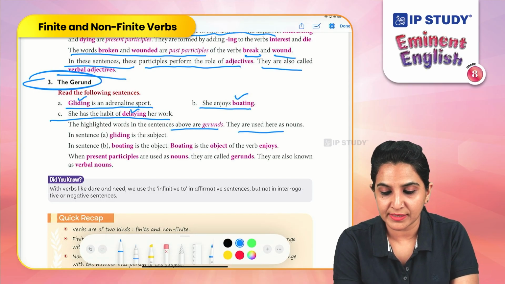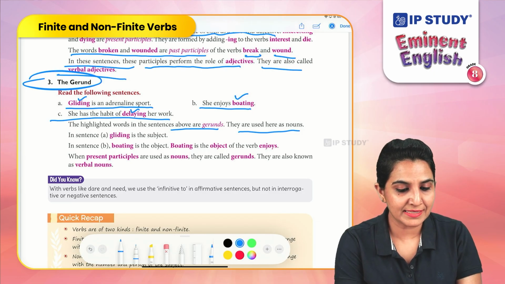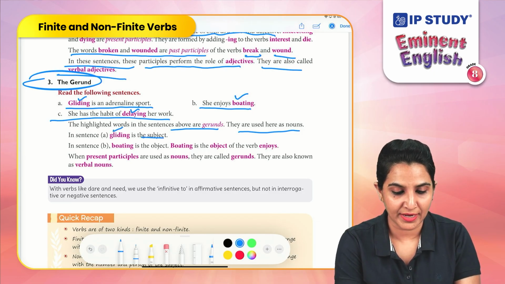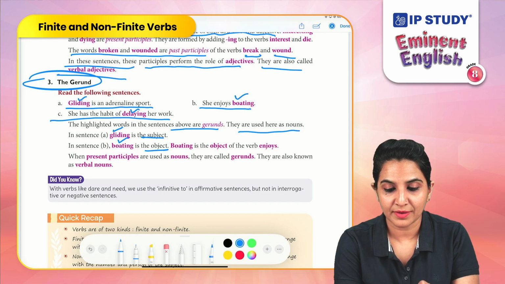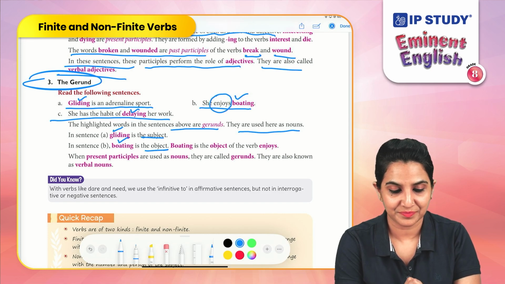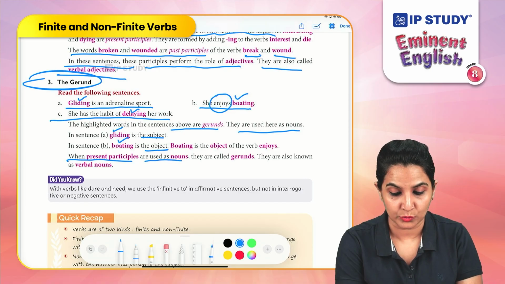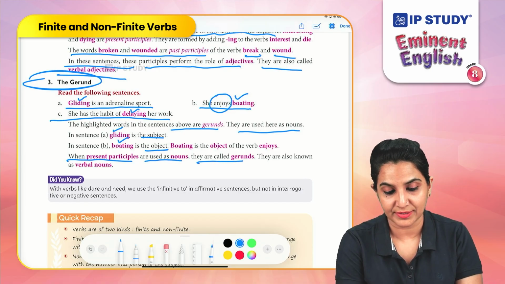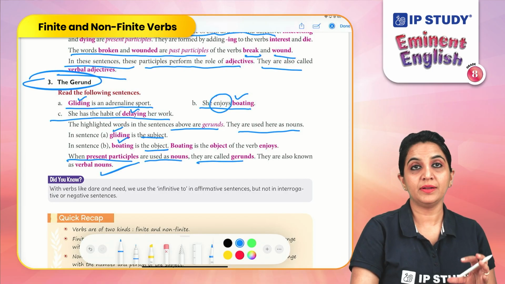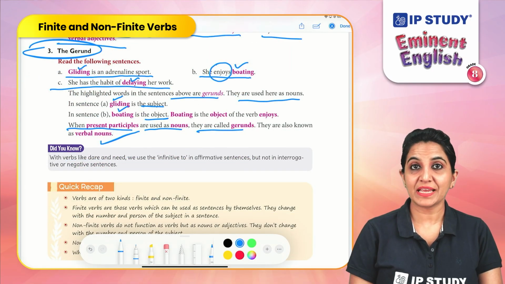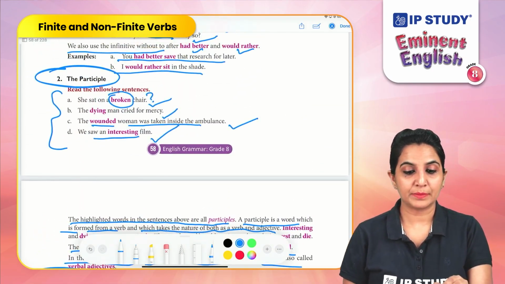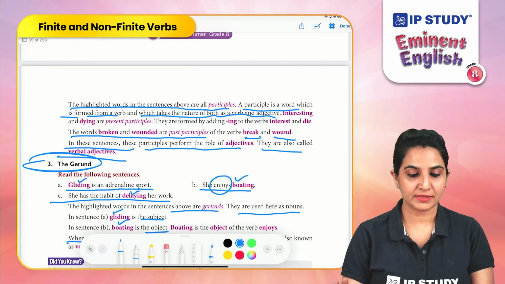They are used here as nouns. In sentence A, gliding is the subject. In sentence B, boating is the object. Very good. Boating is the object of the verb enjoys. When present participles are used as nouns, they are called gerunds. They are also called verbal nouns. So that is a major difference between the participle and the gerund.